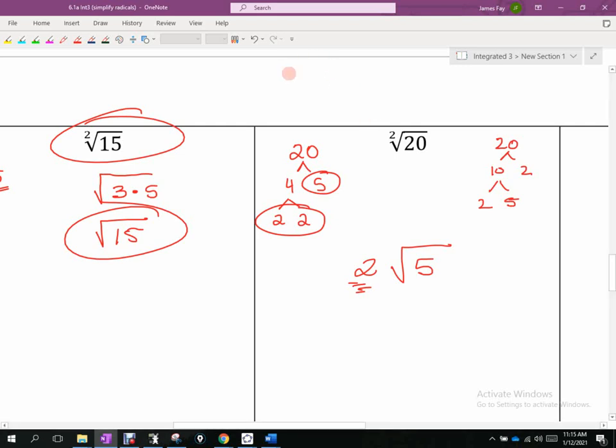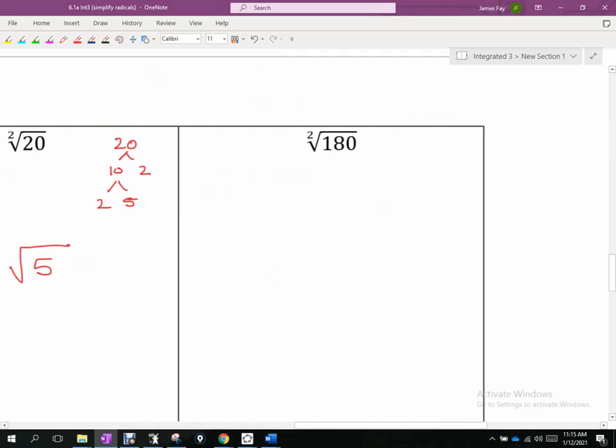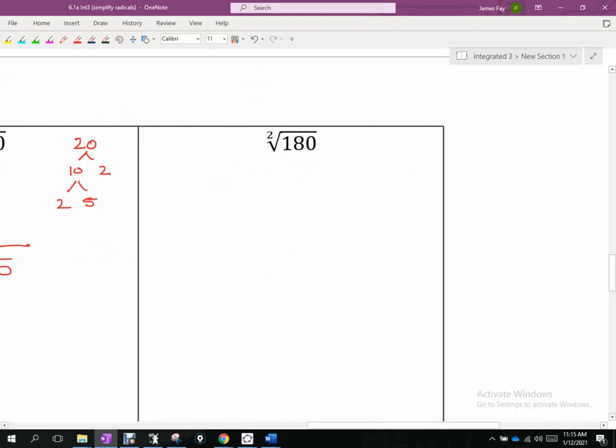Okay? Remember when we try to simplify a fraction, we're trying to find the value that divides both the numerator and the denominator evenly, right? Okay, so that's the underlying concept of simplifying a fraction. The underlying concept of simplifying a radical is trying to find the largest perfect square that divides that 20 in this case. So here, same thing with 180.